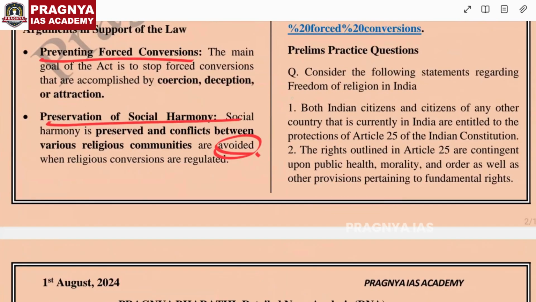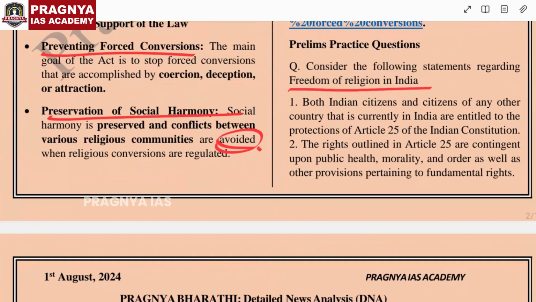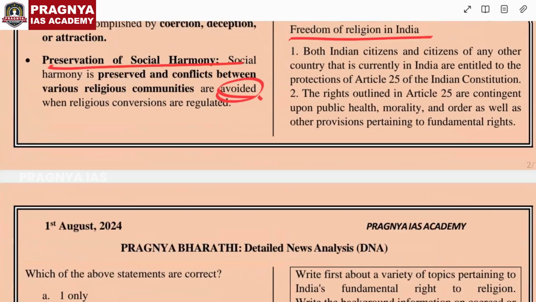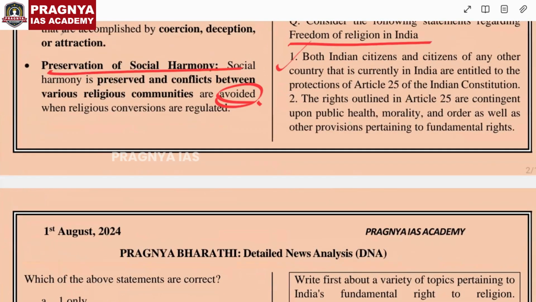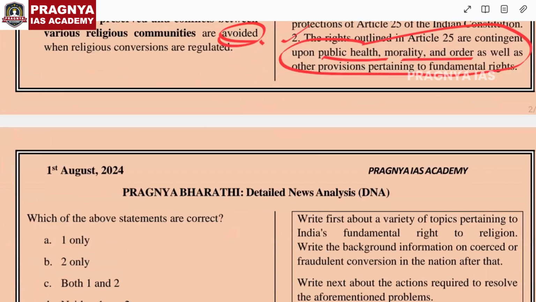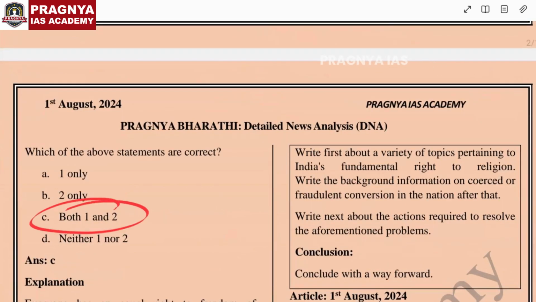Consider the following statements regarding freedom of religion in India. Freedom of religion under Article 25 is guaranteed for both citizens and non-citizens of India. Hence the first statement is correct, and the outlined restrictions are contingent. Yes, these are reasonable restrictions: public health, morality and public order. Hence both are correct, and your answer is C, both 1 and 2.